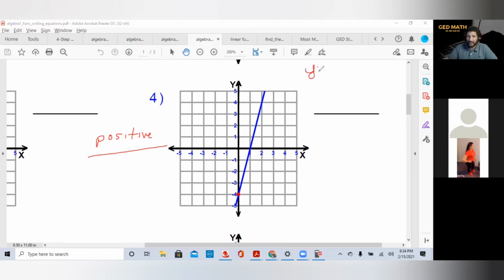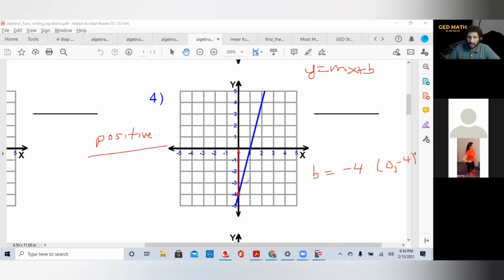What is our y-intercept? -4. Our y-intercept is -4, where it crosses the y-axis. So 0, comma, -4. How can we find the slope? What point should we use? Go up 4, over 1. Okay, up 4, 1, 2, 3, 4.